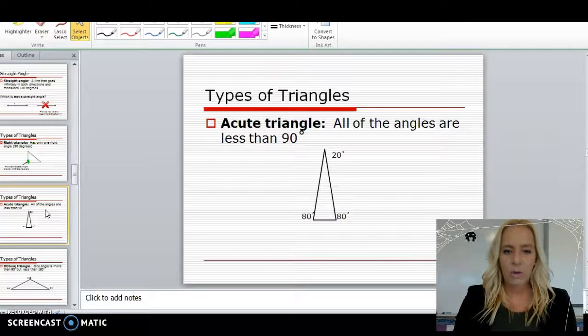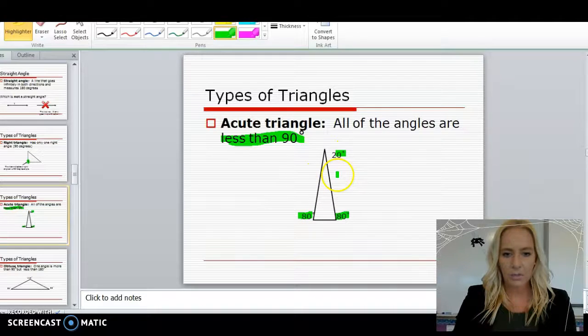An acute triangle is when all of the angles are less than 90. So in this example here, we have a triangle with an angle that's 20 degrees, and these two angles are 80. Therefore, this is an acute triangle. All of the angles are less than 90 degrees.